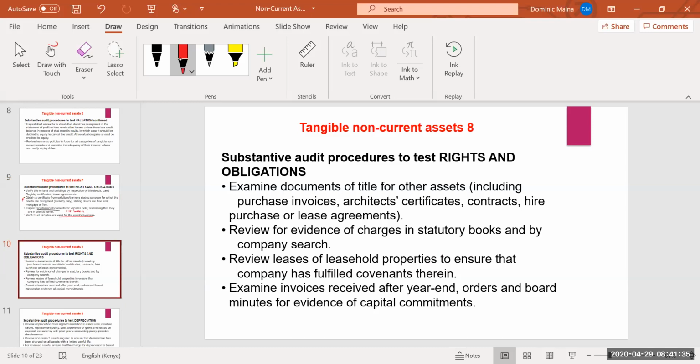So as an auditor, if you can't obtain those logbooks, you can't obtain the title deeds, you can't obtain the architect certificate because it's a building, now what do you do? You can use other audit evidence sources. One of them you can use, for example, is the purchase invoices.